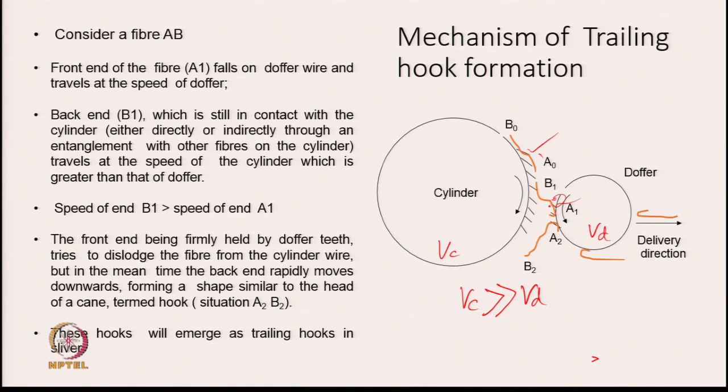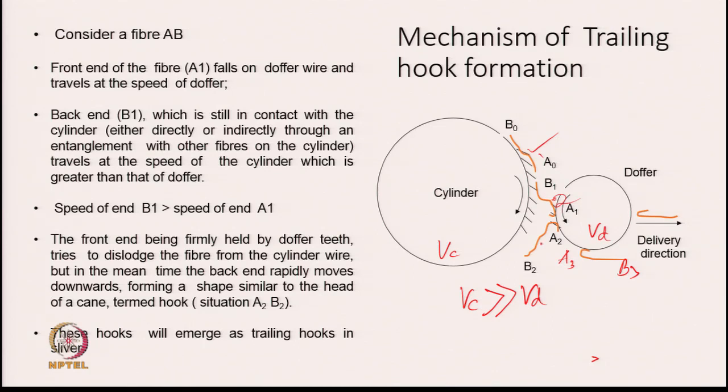Now, while going through the transfer zone, the entire fiber reverses, and B moves forward of A, because end B is in contact with the cylinder. After this the fiber gets transferred and will appear like this. Let us say this will be A3 B3, and we see that the fiber will appear from the Doffer as a trailing hook fiber.